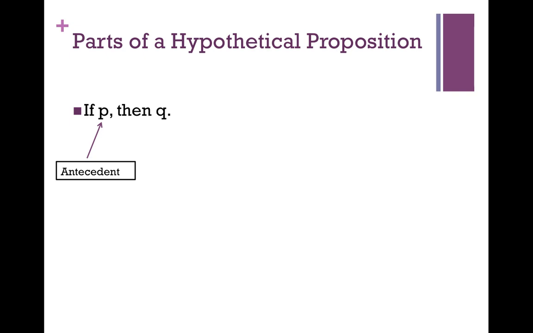I don't know, come up with whatever you want, it doesn't matter. But A-N-T-E means before. So you can kind of remember that because it's coming before the other term that's mentioned. So the first term, whatever it is, if it's not P, if it's not Q, it doesn't matter. Whatever is between the if and the then, we call the antecedent. And then the second term we call the consequent.